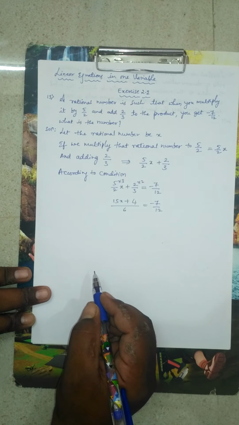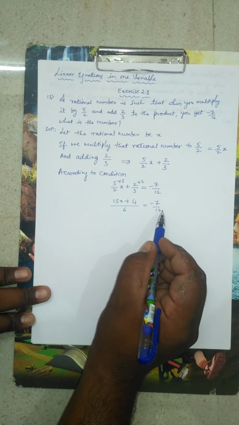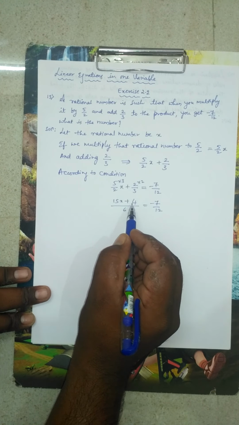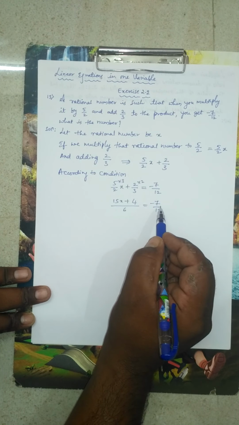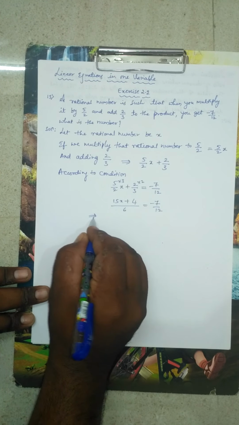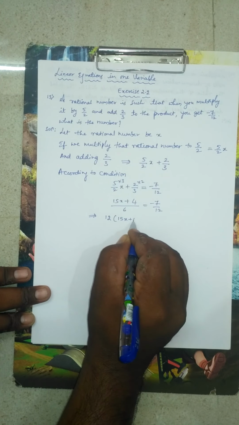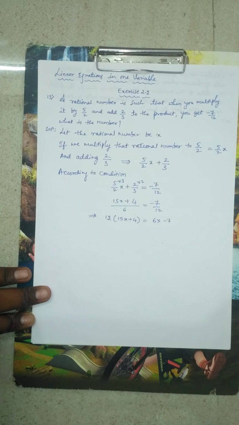Now we have to go for cross multiplication. How to go for cross multiplication? This 12 we have to multiply with this numerator and this 6 we have to multiply with this minus 7. So which implies 12 into 15x plus 4 is equal to 6 into minus 7.